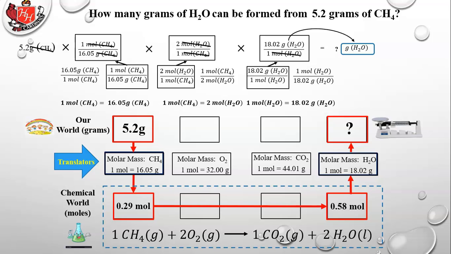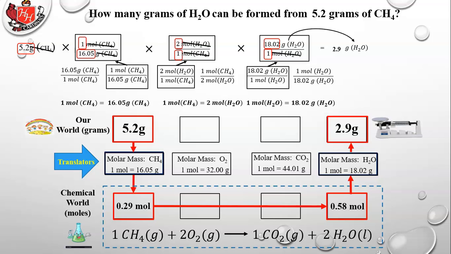So now you're ready to just do your math. 5.2 times 1 times 2 times 18.02 divided by 16.05 divided by 1 divided by 1. Of course, you know the multiplies and divides by 1, you don't really have to do them, but I'm just trying to be thorough and show you what you're doing. You're multiplying everything on the top, dividing by everything on the bottom. And when you do all that, you get 2.9 grams of H2O. All right? So we can put that in our question mark box down below if we so desire. We'll go ahead and do that. And that's our final answer.